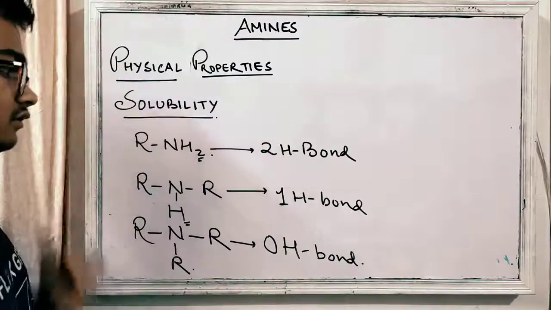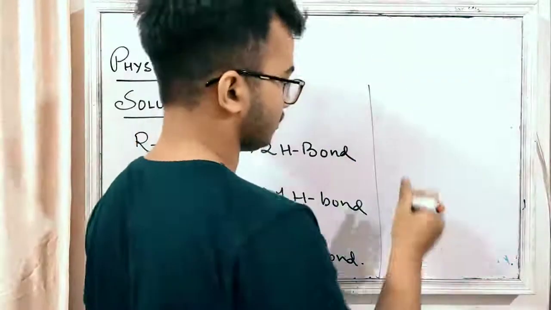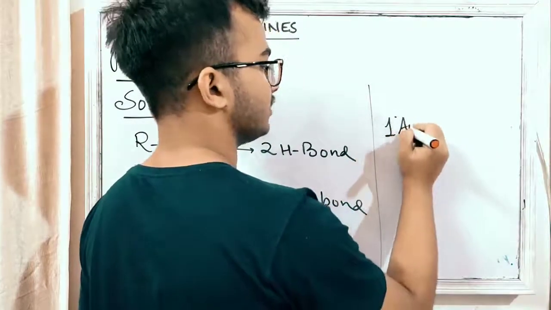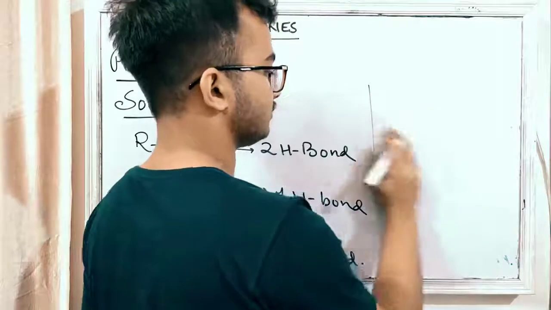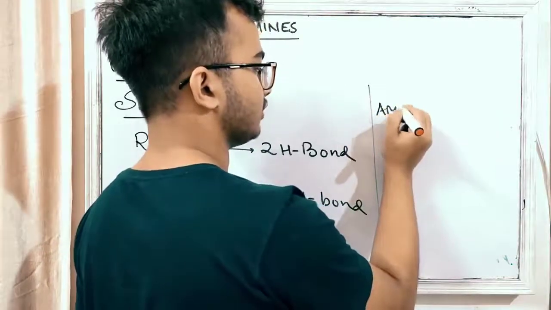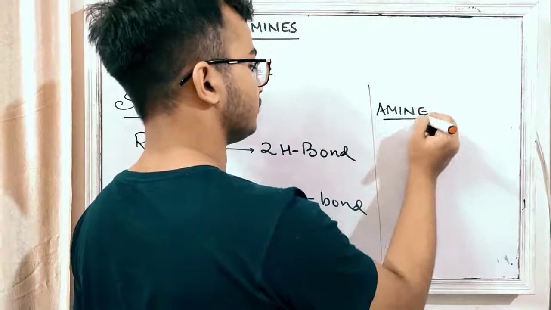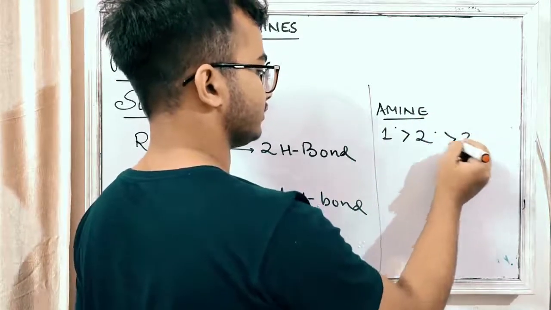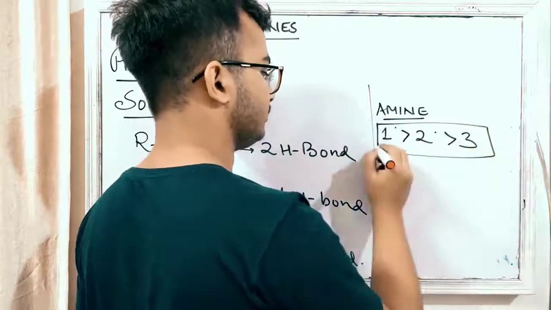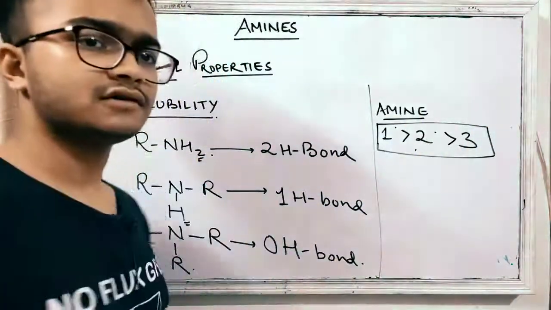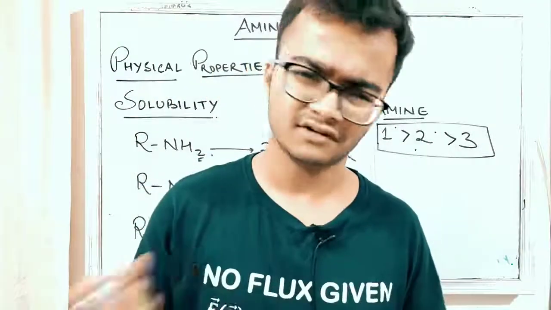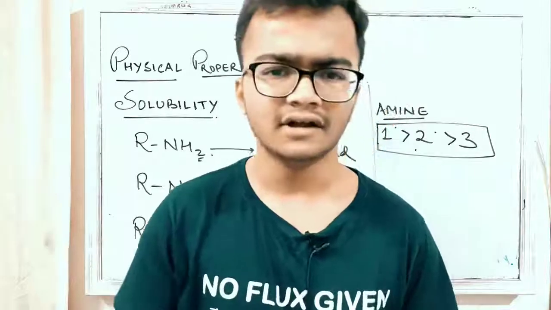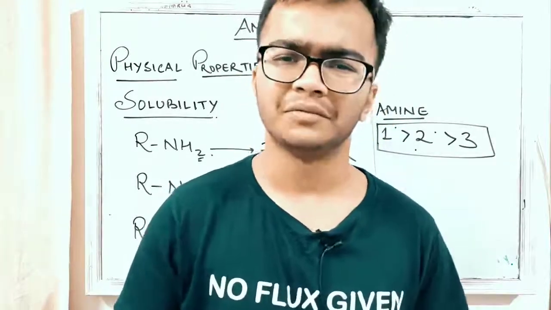So what is the order? Order is 1 degree amine, or let's write amines. Okay, this is the order of solubility. So it is 1 degree greater than 2 degree greater than 3 degree. So this is the solubility order. So copy it up to this much. This was the end of the physical property, only this much is there. Otherwise you can read your NCERT books. If you find any details, you can study. Next we will learn about the chemical properties.